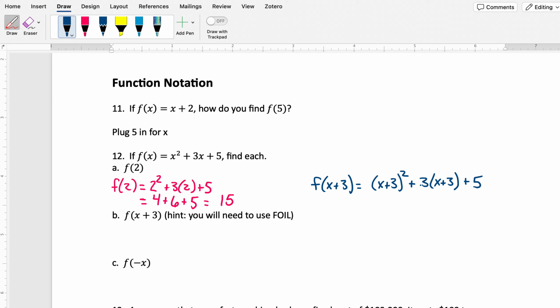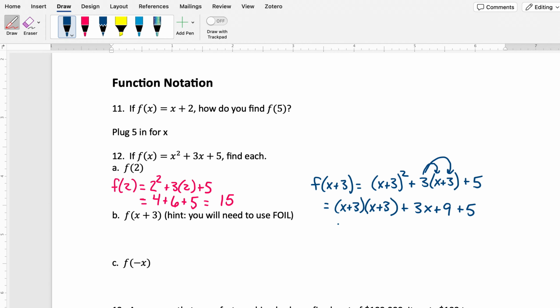So now I need to do some work to simplify this. When I have x plus 3 squared, remember that that means that you're doing x plus 3 times x plus 3. It's not just x squared plus 9 squared. For the second one here, this 3 on the outside can be distributed to inside of the parentheses, and that's going to give me 3x plus 9. And then I have this plus 5 that I'm just going to carry down.